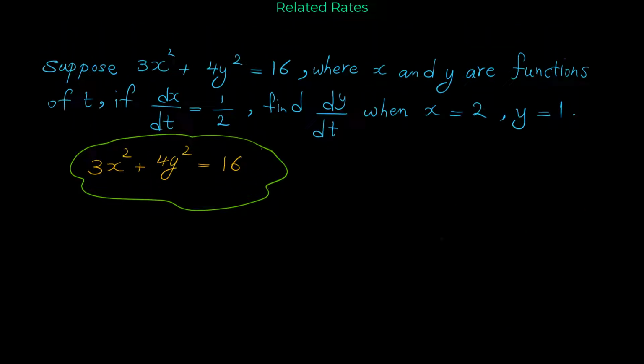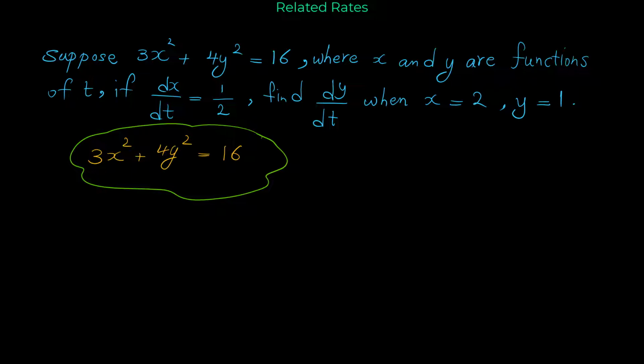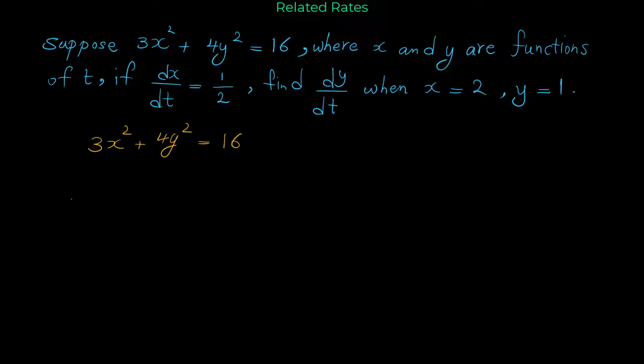Let's get back to our question. We want to differentiate both sides of this relation with respect to t. What is the derivative of 3x²? It is 6x, but because we take the derivative of both sides of the equation with respect to t, don't forget to multiply it by dx/dt. What is the derivative of 4y²? It's 8y times dy/dt, and the derivative of 16 is 0. It's a constant, and the derivative of any constant is 0.